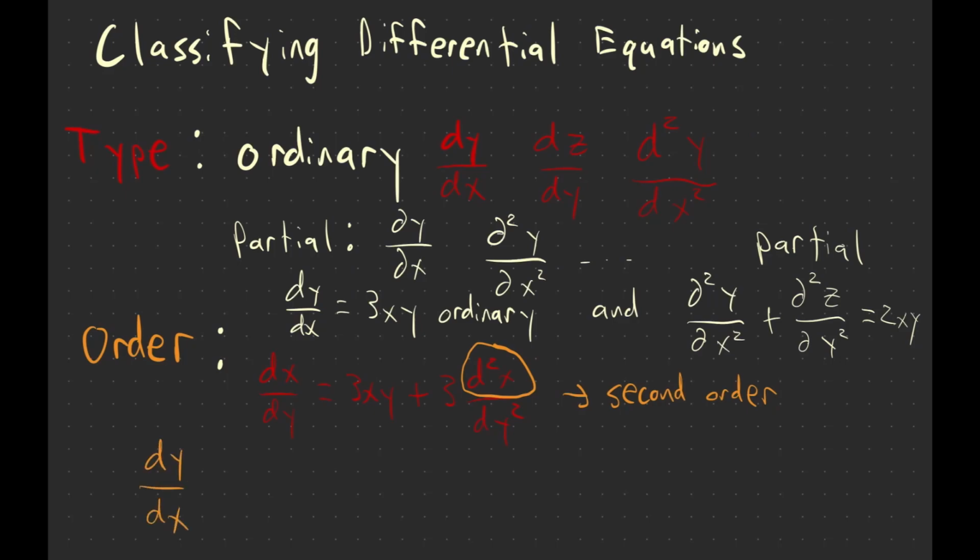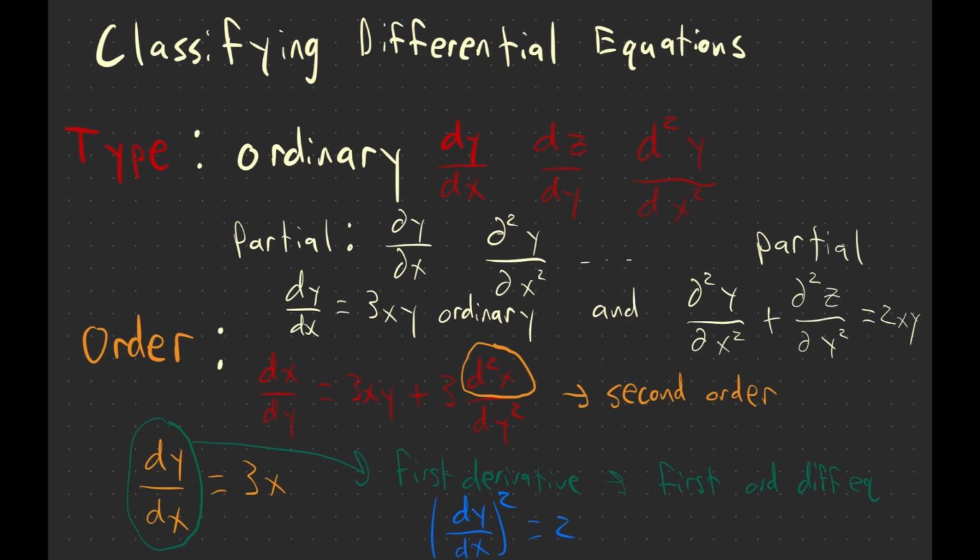In this case, it's ordinary as well. So something like this one, dy over dx equals 3xy, we see that there's only a first derivative in there, so that's a first order differential equation. And if you just had y, that would be a 0th order differential equation.